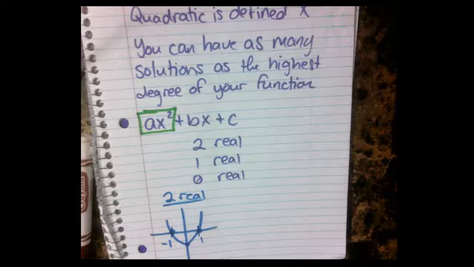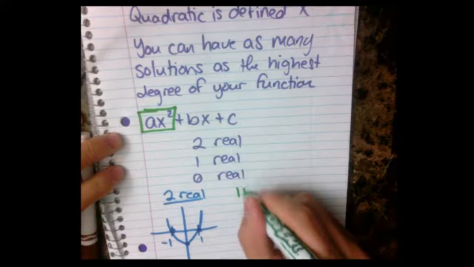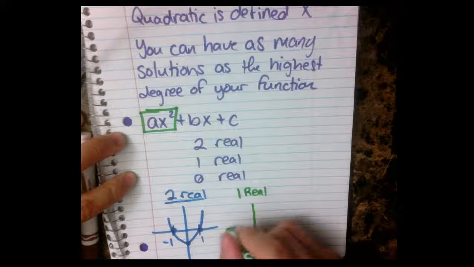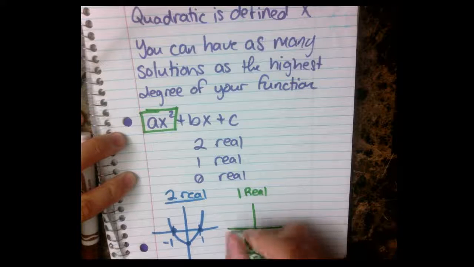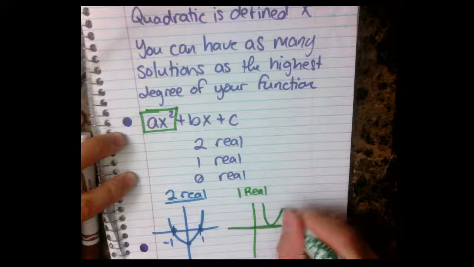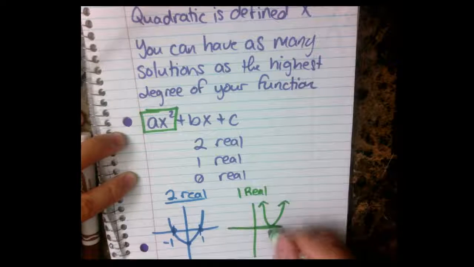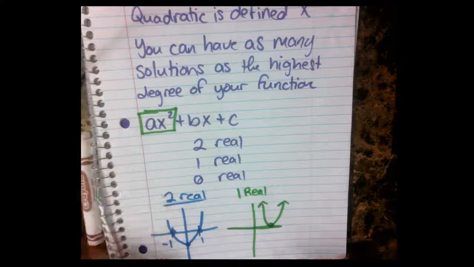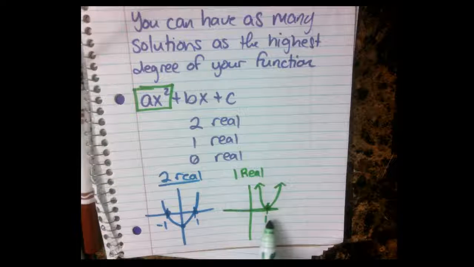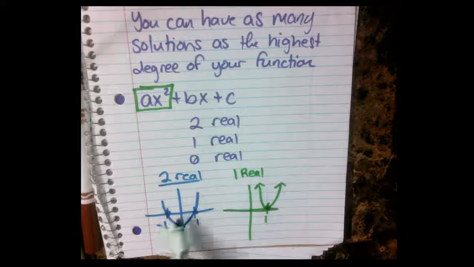Now, if I have just one real solution, we'll do this one in green. Again, I'll just go ahead and graph. This would be a situation where your parabola only touches the x-axis once. So basically your vertex would touch that x-axis. And again, this could be at 1. So your one real solution here would be at positive 1. So 2 reals, it'll cross the x-axis twice. 1 real, it'll cross the x-axis once.